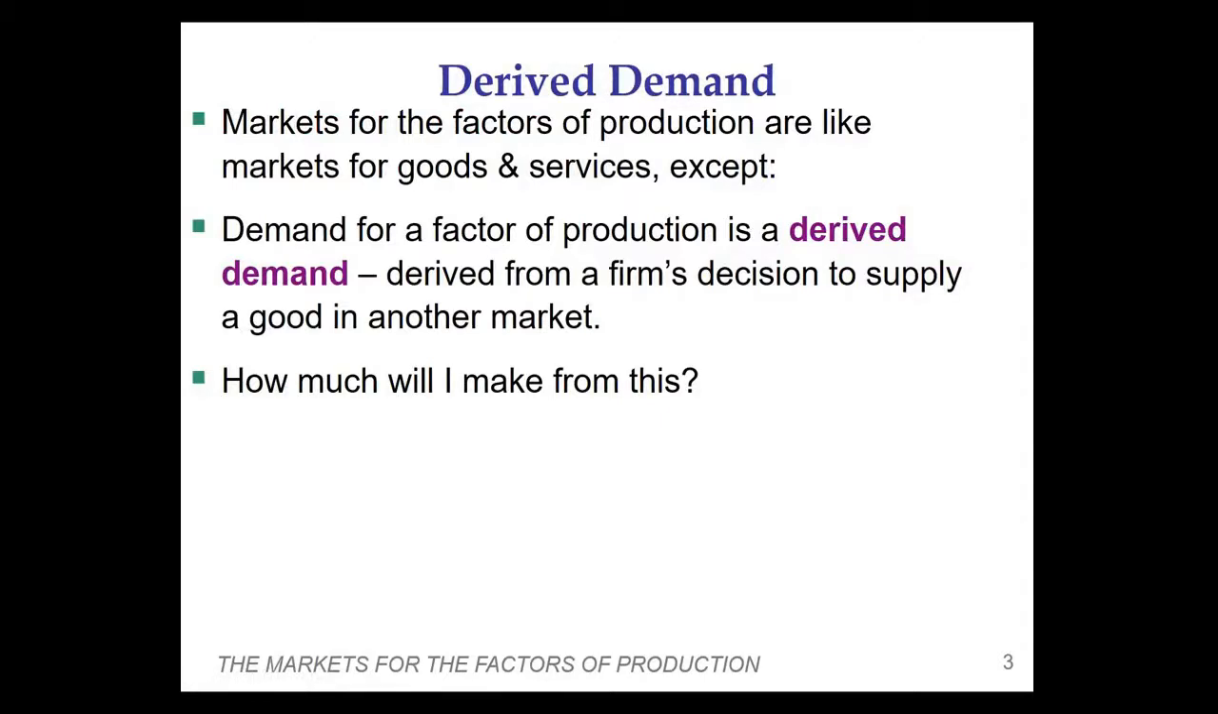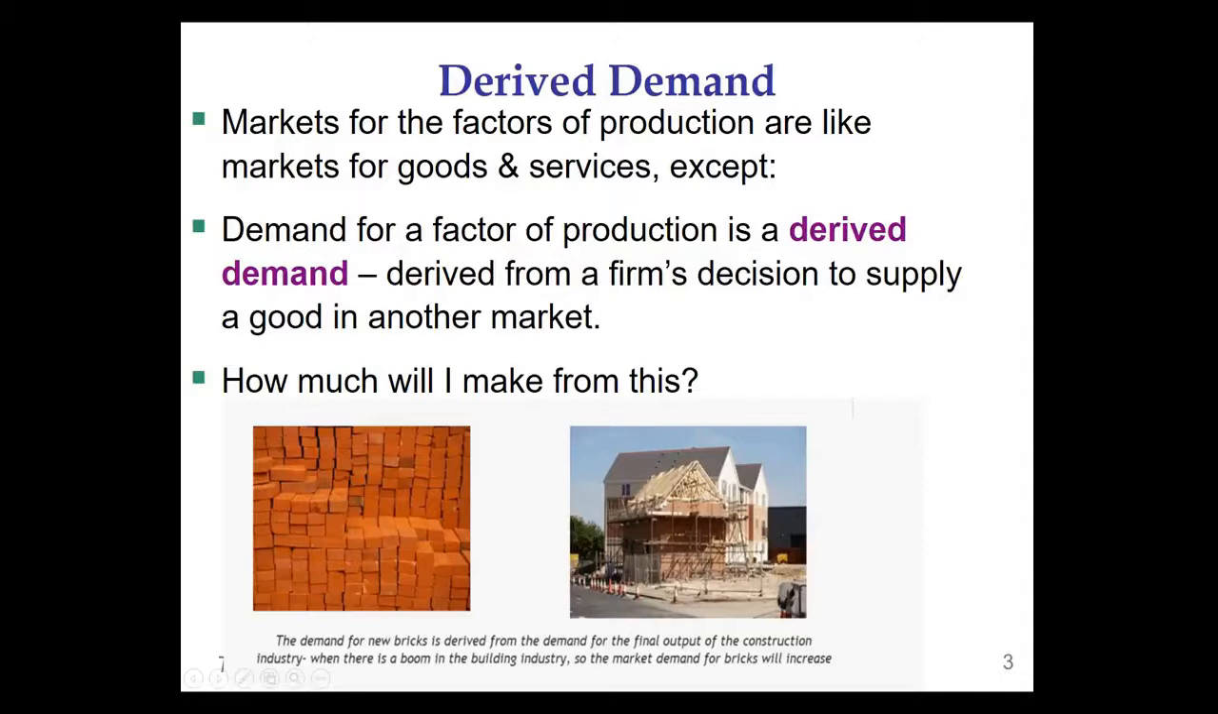And the word for this is derived demand. So the factors' demand themselves is derived from whatever the firm's going to make, right? So the firm asks themselves, how much am I going to make from this? And then they're going to supply that, and then that's going to create the demand for the product. So right now it's late 2017, firms are building houses again, and as they supply more houses, this is going to cause the demand for bricks and copper wiring and other things to increase, right? It's also going to cause the demand for construction workers to increase. It's going to cause the demand for real estate to increase, okay?